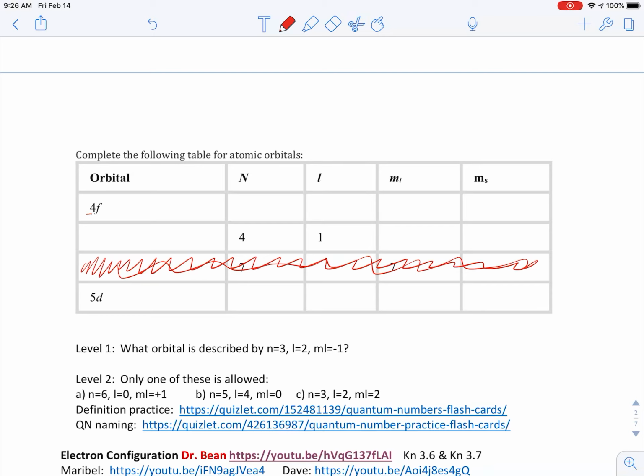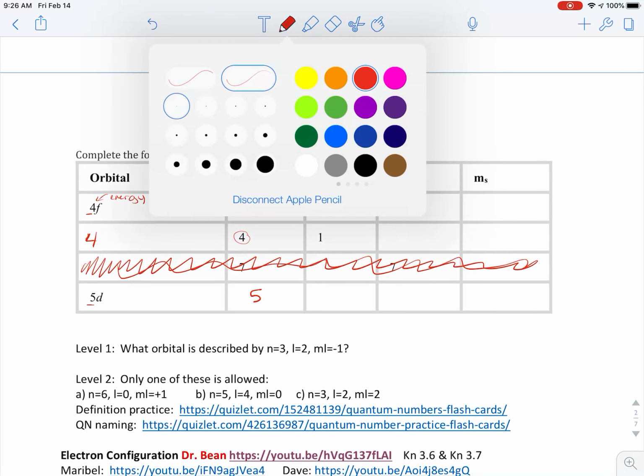So 4, that is our energy level, which is the N value. That one's 4. And over here, the 5, that's our energy level. So that's really easy. And then we don't have anything, but right here we have that this is 4, so we can put a 4 in front. And those are our N's.